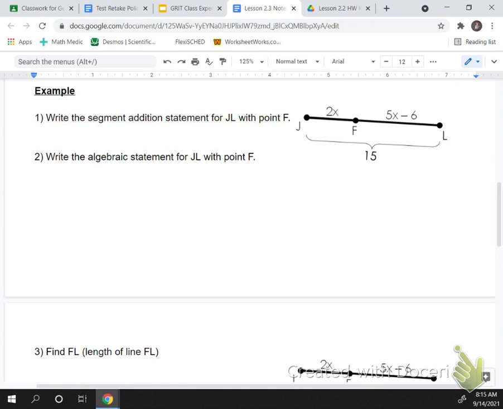How are we going to put that together? I want to write the segment addition statement. So I want the whole thing. The whole thing is JL, but it's JF plus FL equals the whole thing, JL. That's the segment addition statement.